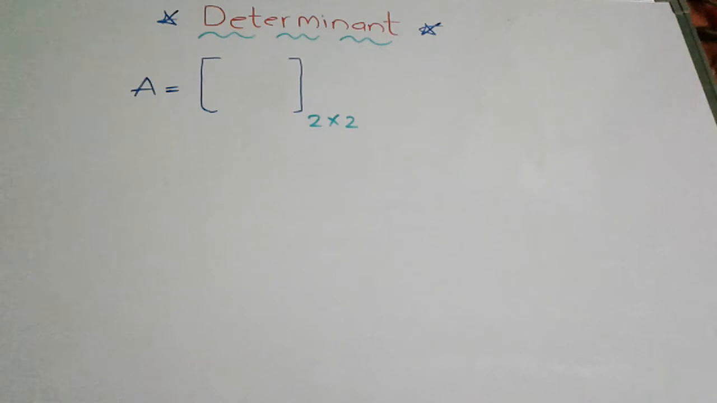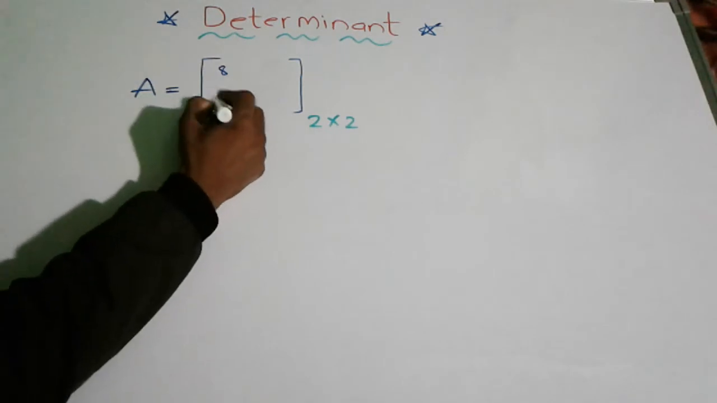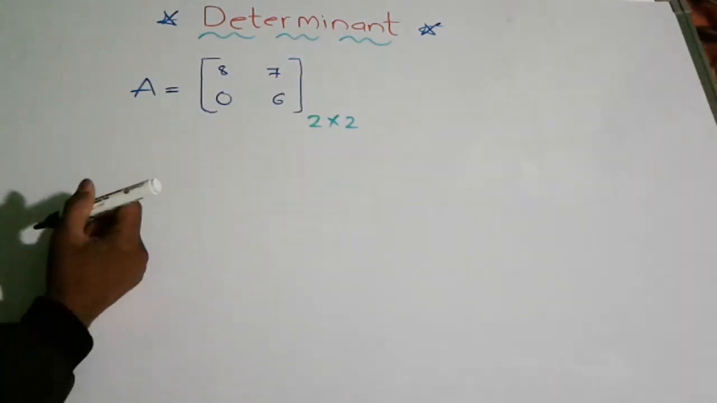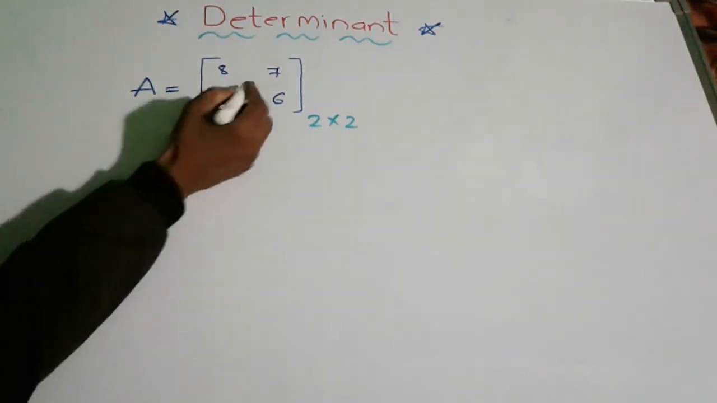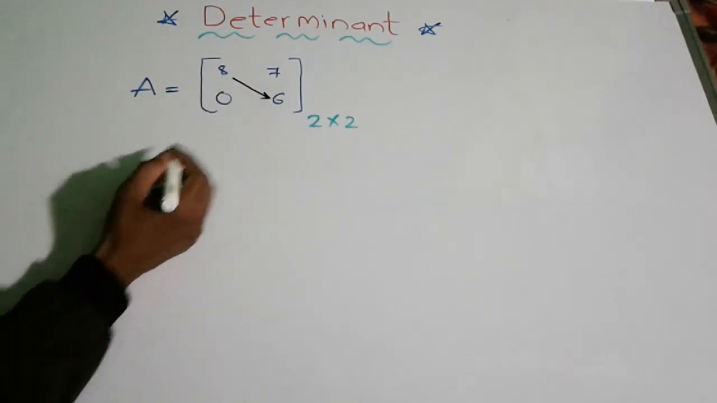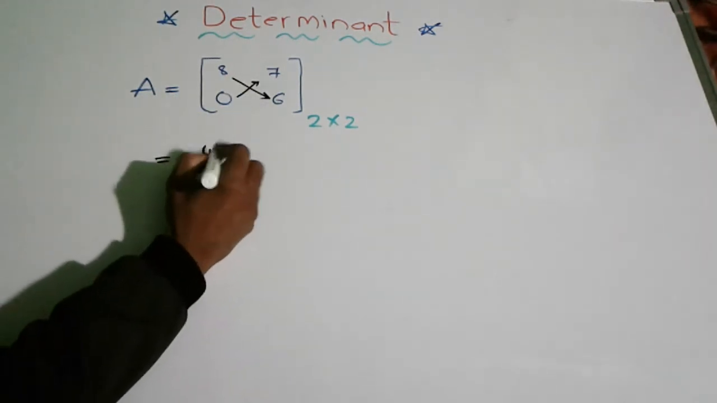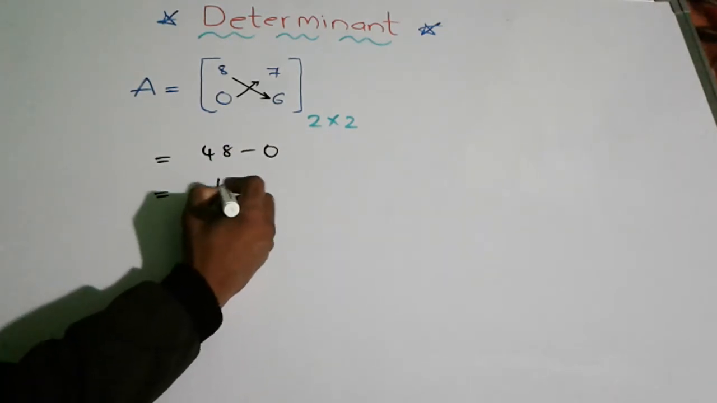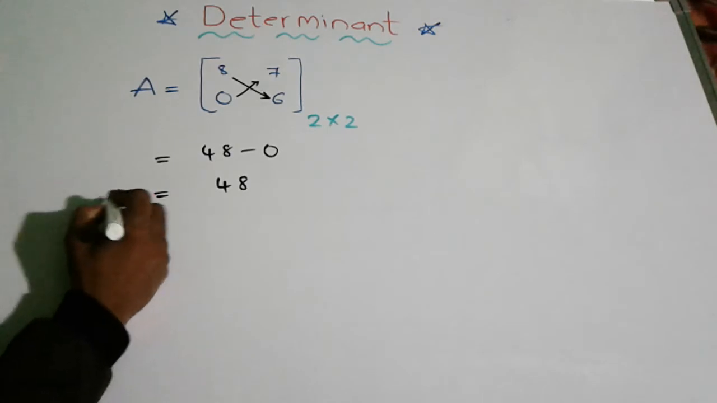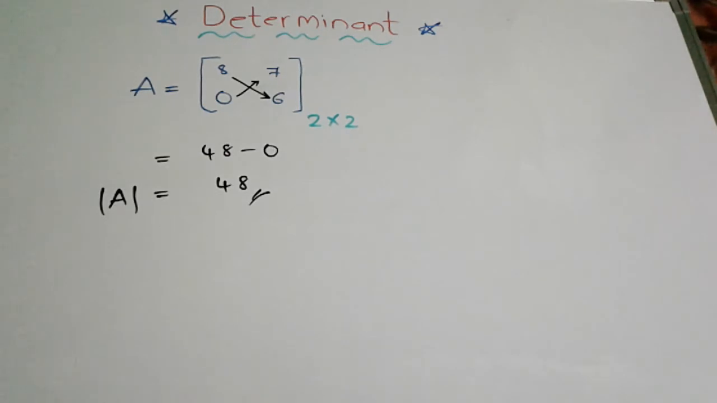Consider our elements are 8, 0, 7, 6. First of all we have to multiply in this way and minus this one. So 8 6s are 48, minus 0 7s are 0. So our value is 48, that is, determinant of A is 48. So this is the way to find the determinant of a 2 by 2 matrix.